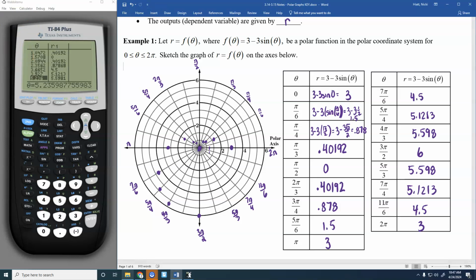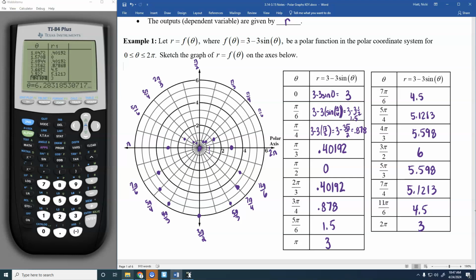Let me check. Let's do 11 pi over 6, make sure that's right. 4.5, and then it goes straight to 3. I think so. And then 2 pi. Let's type in 2 pi, make sure. Yeah, 3. So if we graph these points, 5 pi over 3 has a radius of 5.59. Then 7 pi over 4, we're 5.12, somewhere around here. We got 4.5 for our 11 pi. And then we'll go back to 3 here.